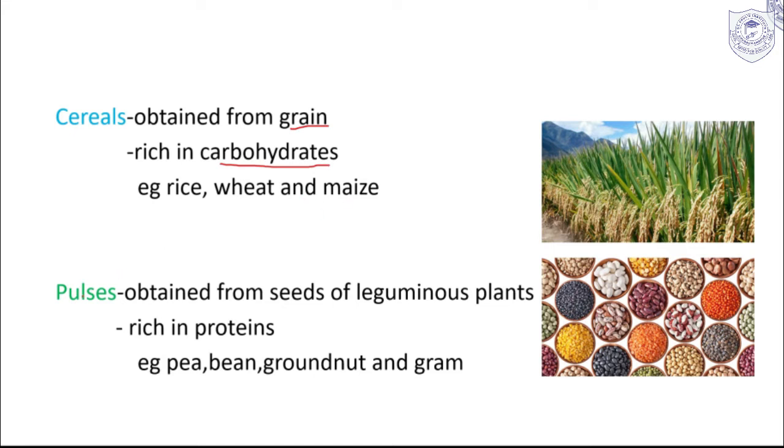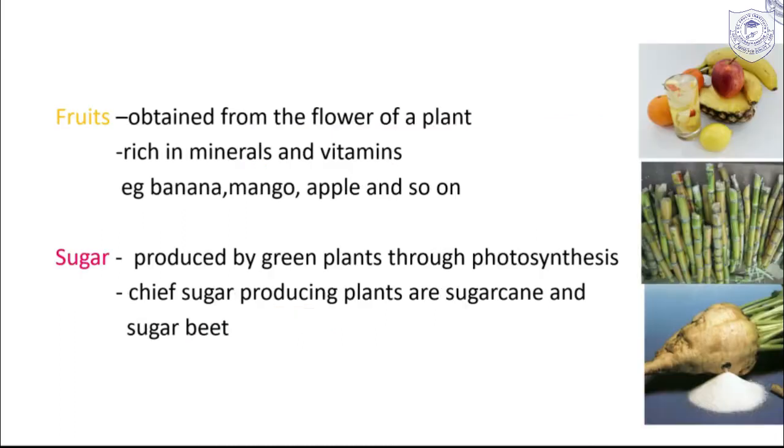Now coming to the second source of food, that is the pulses. Pulses are obtained from the seeds of leguminous plants. So what are leguminous plants? Leguminous plants are the plants that have edible seed pods like pea and beans. We all know pea and beans, right? We can eat them with the seed pod. And these pulses are rich in proteins.